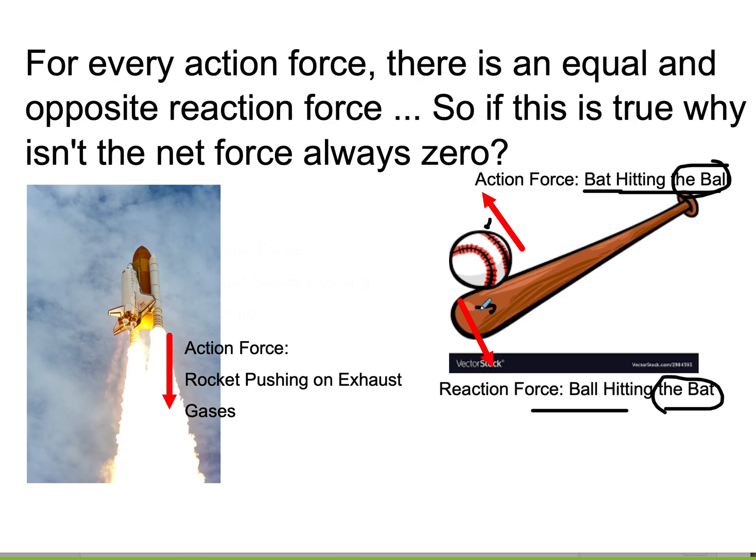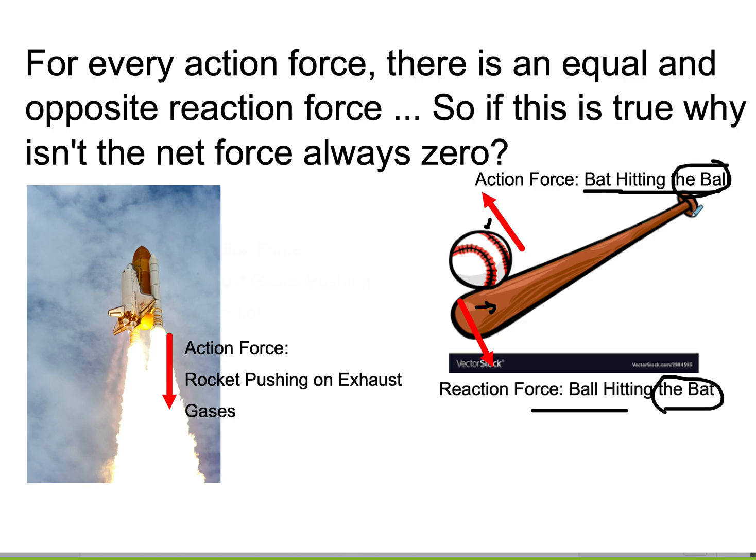Because they're not acting on the same object, you guys, they don't cancel each other out. In order to cancel out, they have to be acting on the same thing. Like if I have a box and I have two ropes tied to it, or a rope, and I'm doing a tug of war, well, now the forces are acting on the same object. They're acting on the same rope. They're acting on the same box. But these forces are not acting on the same object. One force is on the bat, the other force is on the ball.